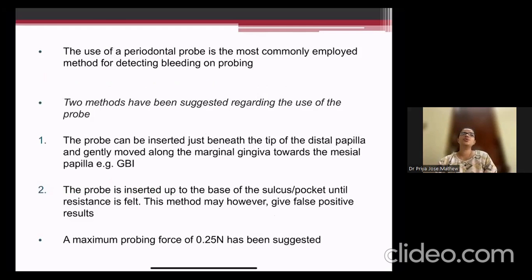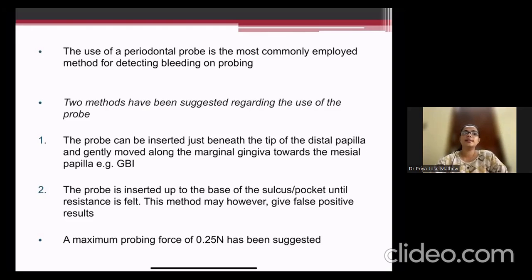The use of a periodontal probe is the most commonly employed method for bleeding on probing. As I mentioned before, it is due to its blunt end. It causes less damage to the sulcular epithelium, which is already ulcerated due to the inflammation.